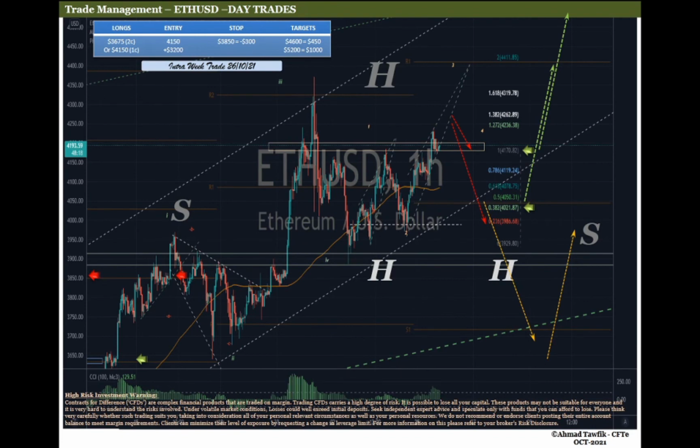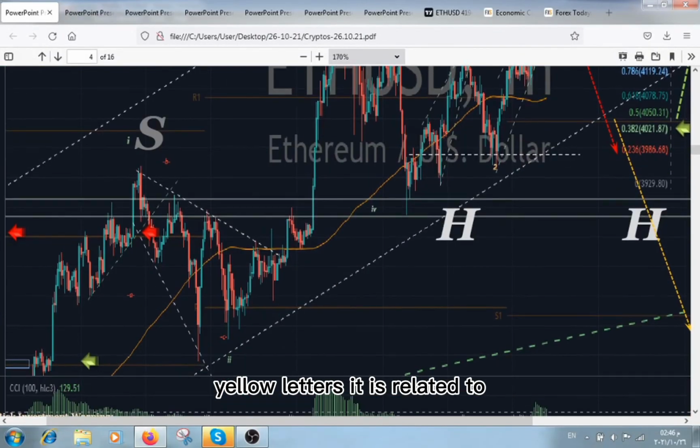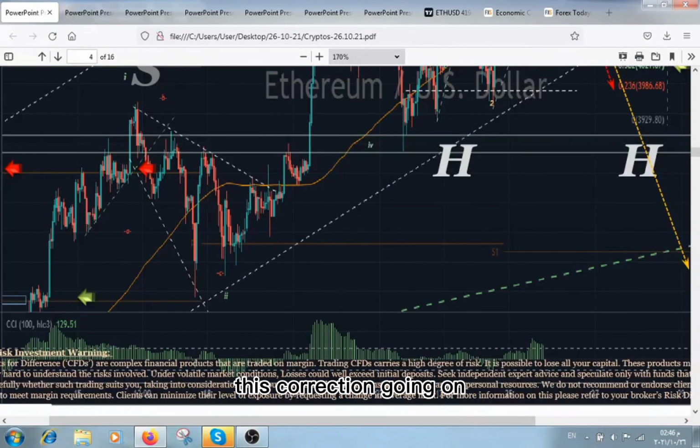All right, so let's take a look at the pattern first. What are we exactly looking at? We're looking at a head here, and we're going to be having another head higher when the market moves higher. If the market should move lower, it's correcting towards that neckline, we recognize that the current momentum count is shown here in very small yellow letters. It is related to this correction going on, or this momentum plot going on the 1 hour chart.